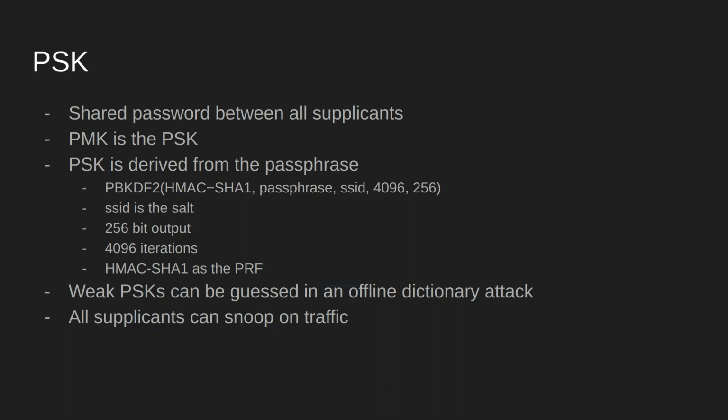Weak PSKs, so a weak PSK would be a PSK that comes from a weak passphrase. If you have an easily guessable passphrase, an attacker can guess these things offline. If anyone captures a four-way handshake, which you can do if a client joins the network, by using the parameters in the four-way handshake, you can guess different passwords and see which ones are right without actually trying to connect to the network. So you can do this completely passively and guess a ton of passwords offline.